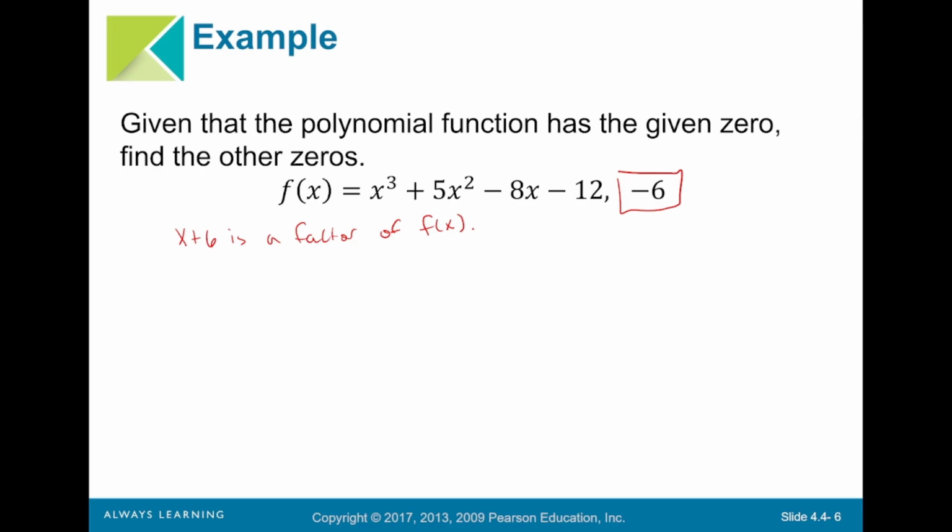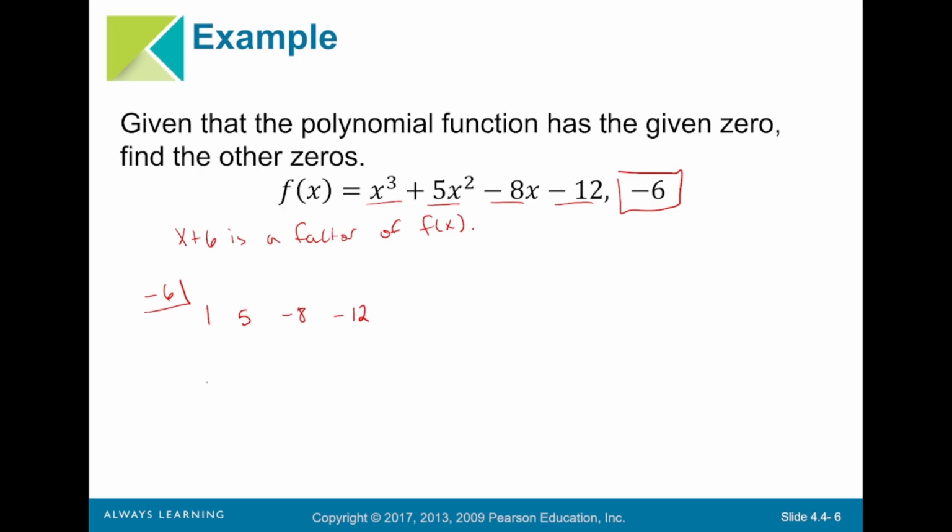Well, if we wanted to see what the quotient was, it'd be really nice to do our long division. But instead of doing long division here, I want to practice using our synthetic division so we can continue to get quicker at that. So using synthetic division, let's see what happens. With that, I write my negative 6 in my little hat, and then I write down the coefficients of my polynomial. 1, 5, negative 8, negative 12.